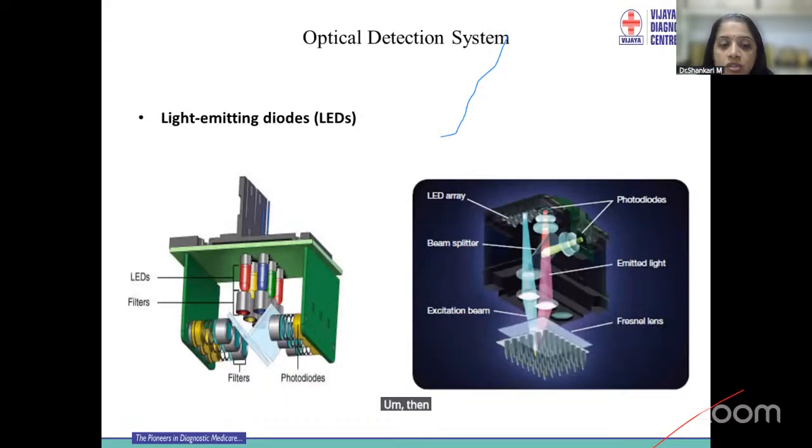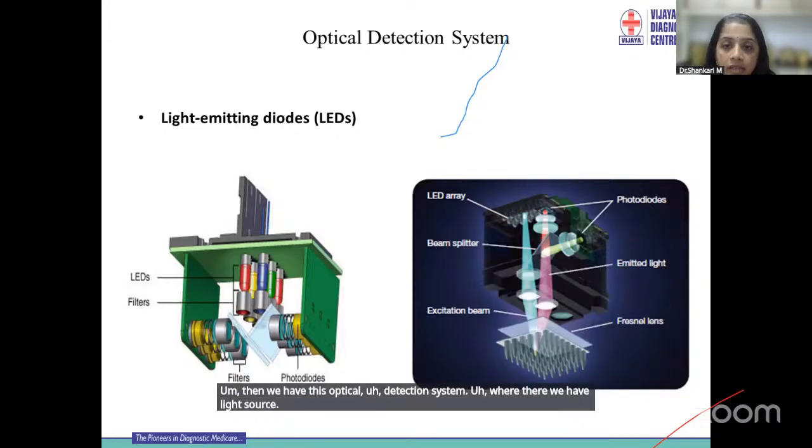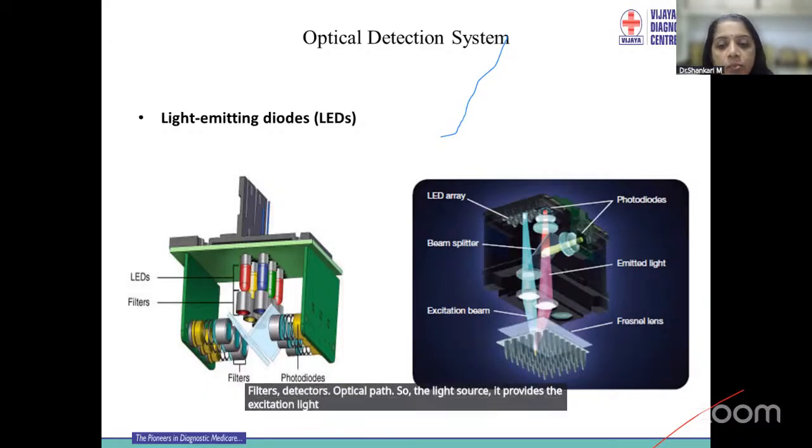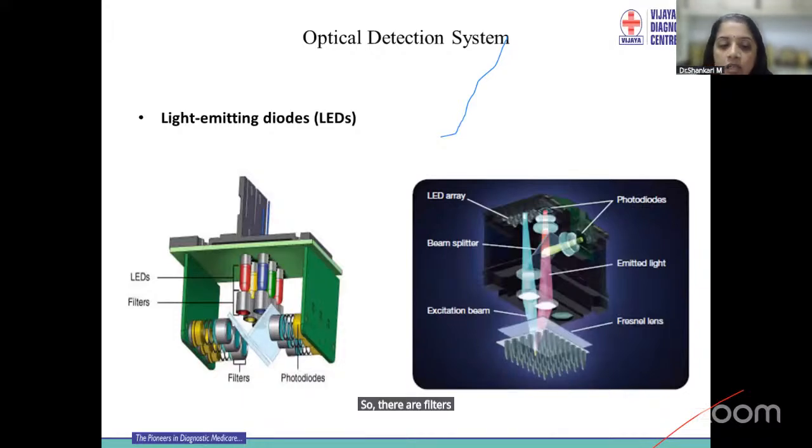Then we have the optical detection system, where we have a light source, filters, detectors, and optical path. The light source provides the excitation light needed to make the fluorescent dye emit light. There are filters, as you can see, which isolate a specific wavelength of light. The light source can be LED, halogen, or anything, and the filters isolate the specific wavelength that excites the fluorescence.